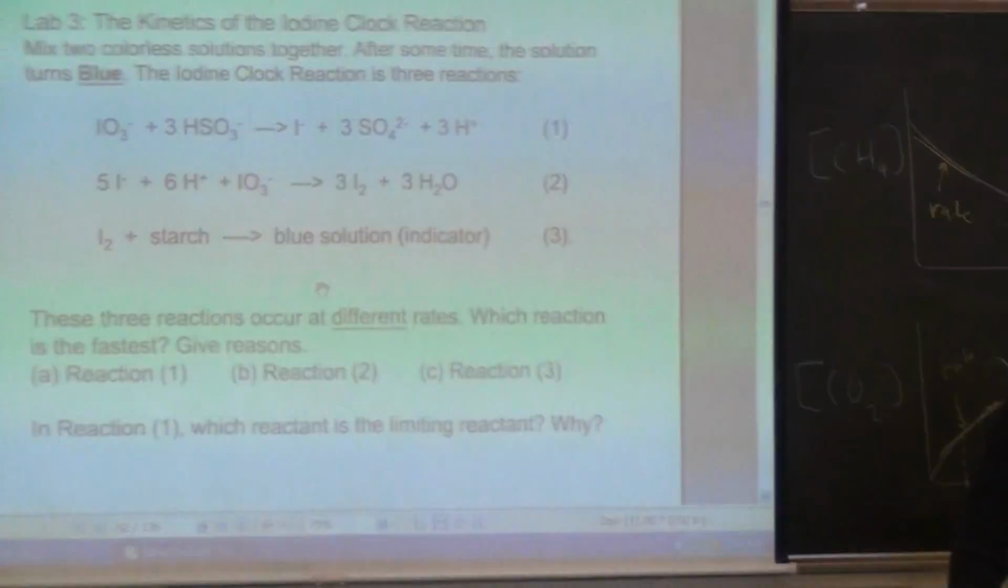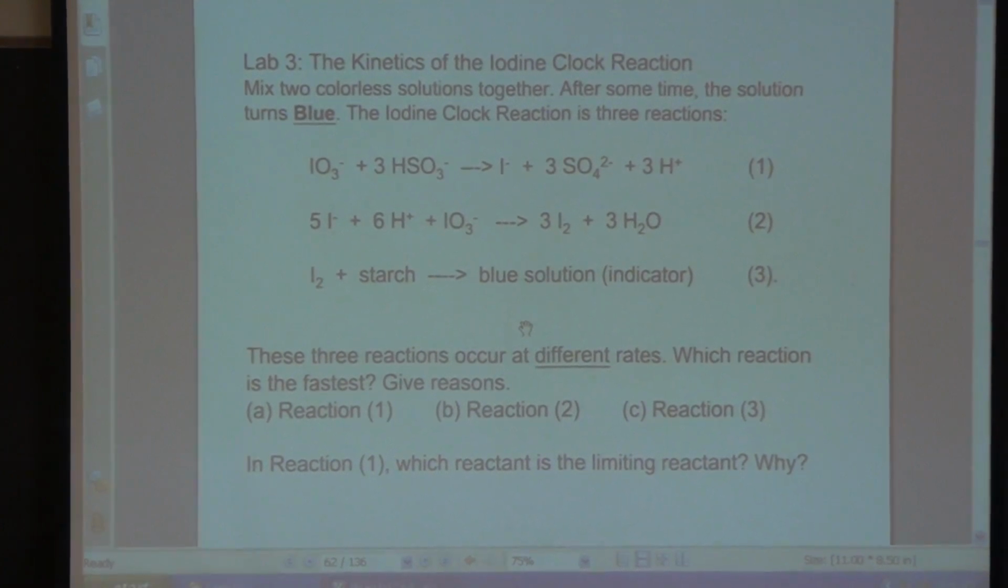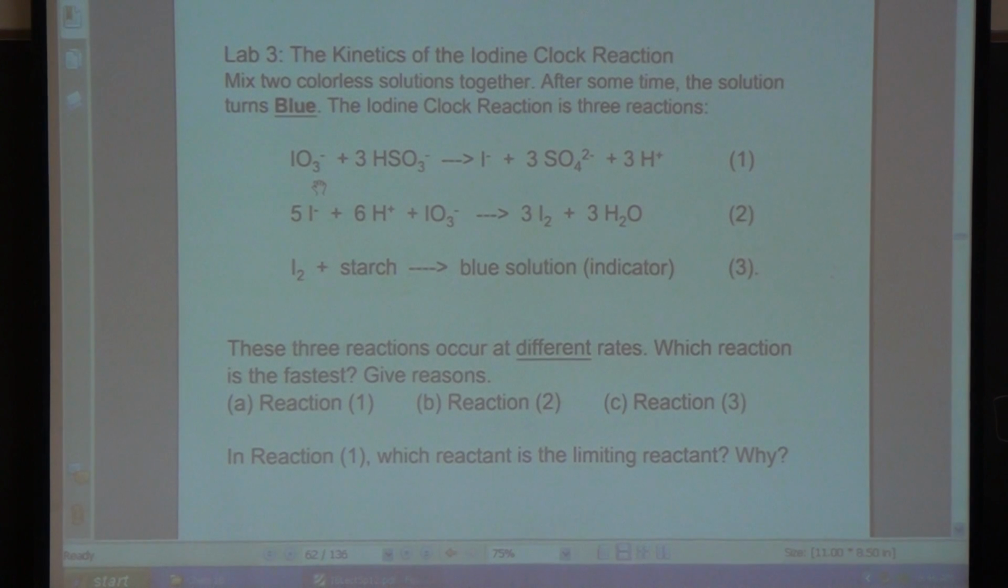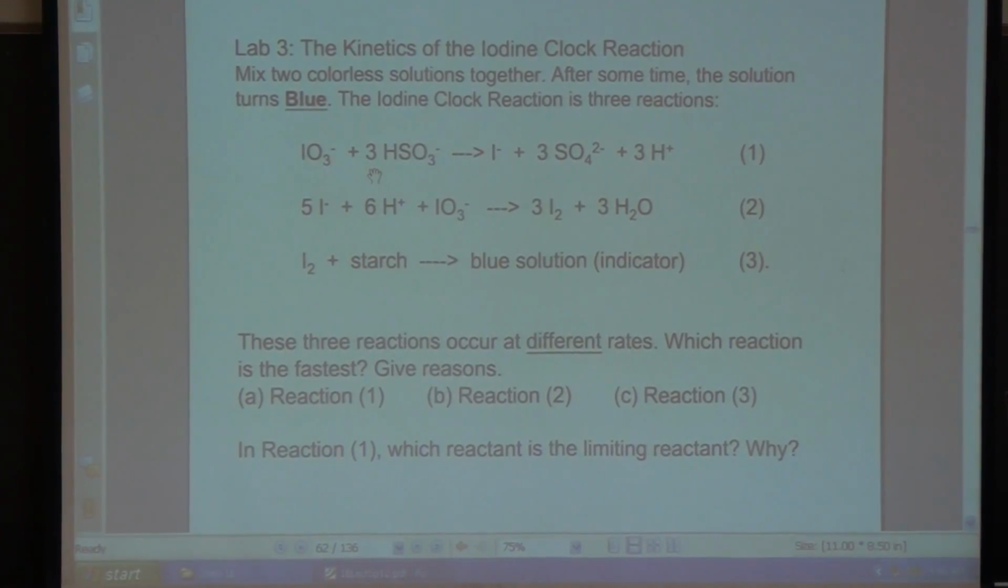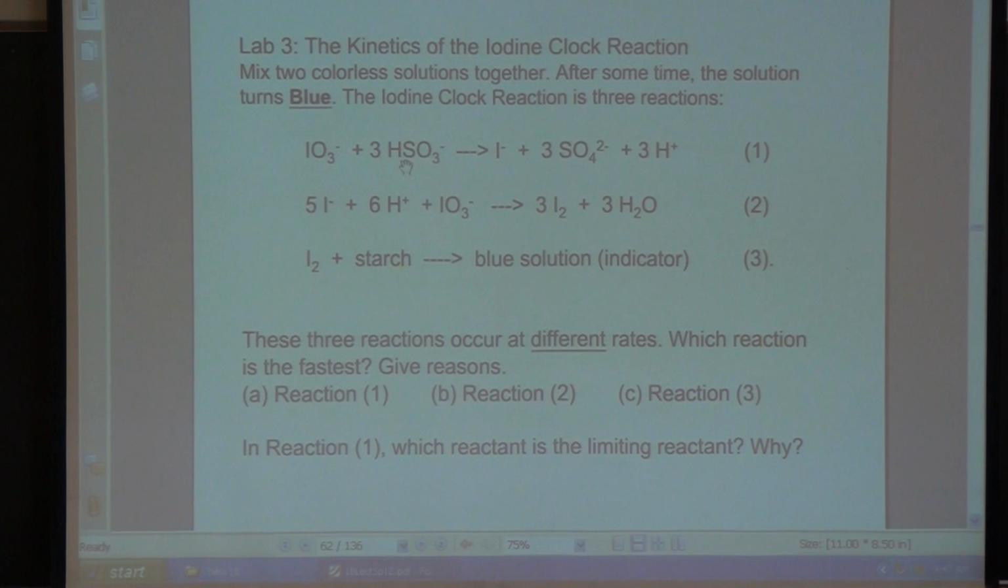So today in lab, you're going to look at the kinetics of the iodine clock reaction. For the iodine clock reaction, you mix a solution of IO3 minus, the iodate ion, with a solution of HSO3 minus ion. These two solutions are colorless. So when you mix them together, it's colorless and colorless and colorless. Then all of a sudden the solution turns blue.